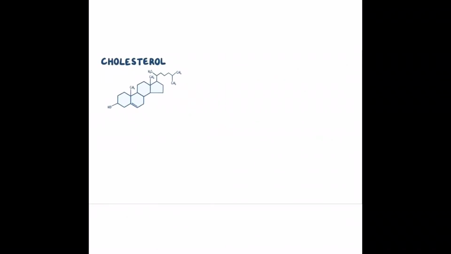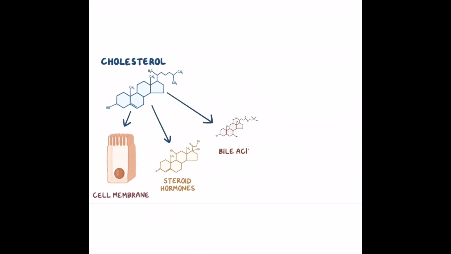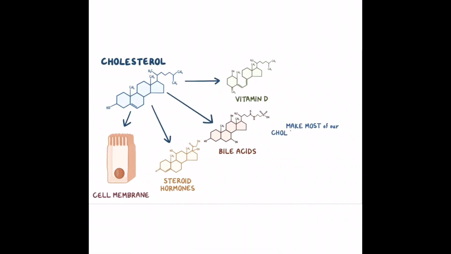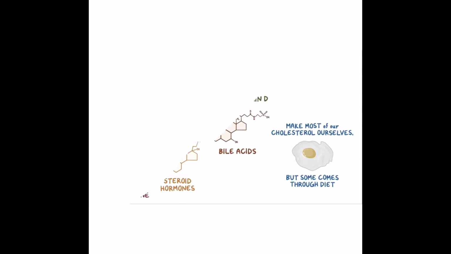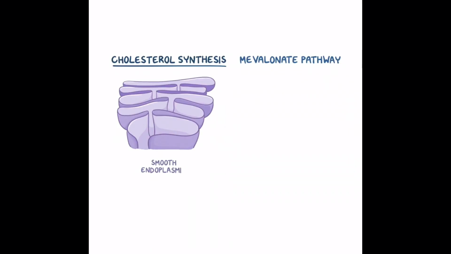Cholesterol is a lipid molecule that helps maintain the structure of cell membranes, and is a precursor to steroid hormones, bile acids, and vitamin D. As it turns out, we make most of our cholesterol ourselves, but some comes through the diet. Cholesterol synthesis, also called the mevalonate pathway, happens in the smooth endoplasmic reticulum of the cell.